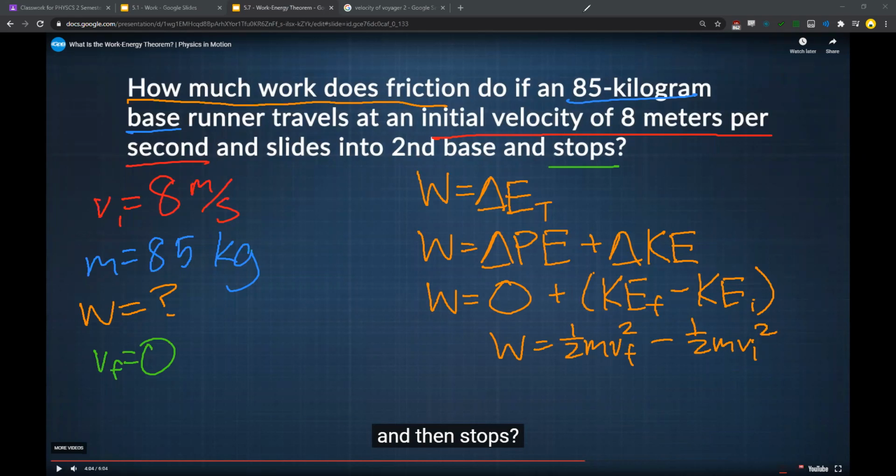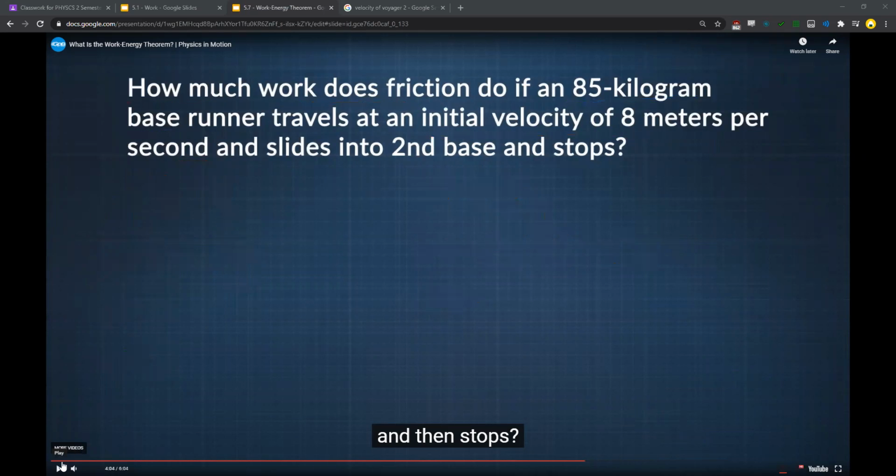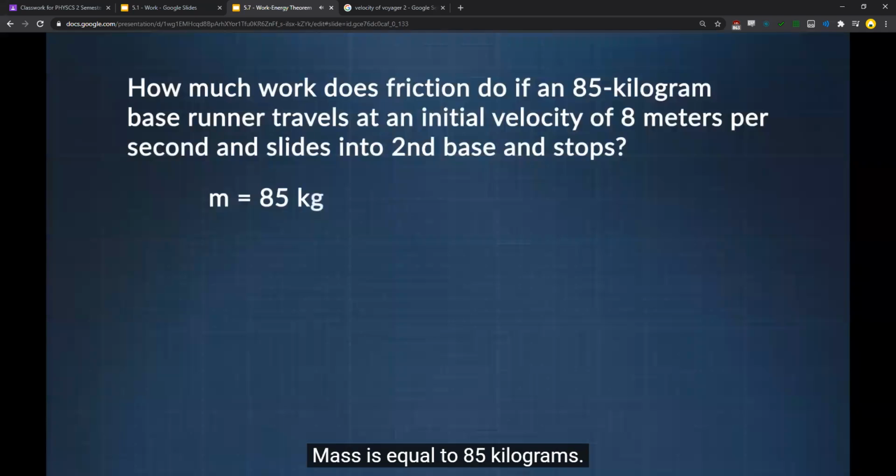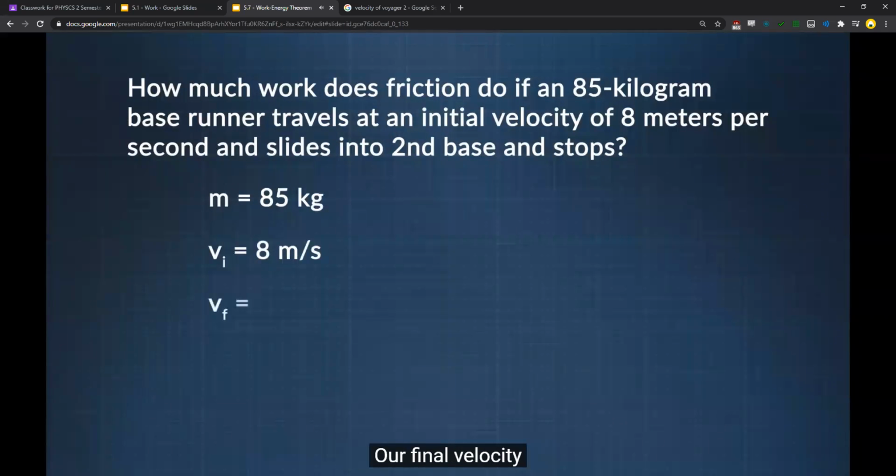We're gonna finish the rest of this video and then you guys can go. There's only 1 more minute left anyway. So let's write down our knowns and our unknowns. Mass is equal to 85 kilograms. Our initial velocity is 8 meters per second. Our final velocity is 0 meters per second. And we're solving for the work done by friction.